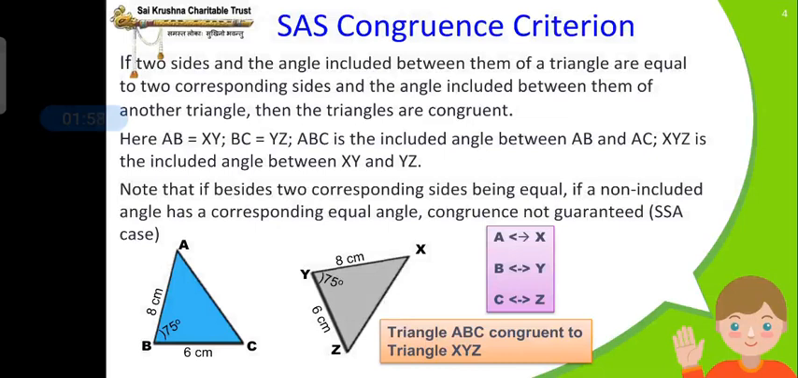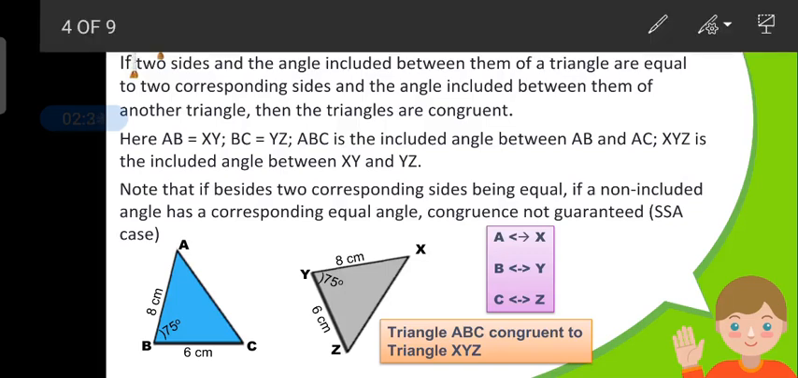So next comes the SAS congruence criterion. What the SAS indicates here is: S in the sense side, A in the sense angle, and the other S also indicates the side. Which means if 2 sides and the angle included between them of a triangle are equal to 2 corresponding sides and the angle included between them of another triangle, then the triangles are said to be congruent. So what do you mean by included?